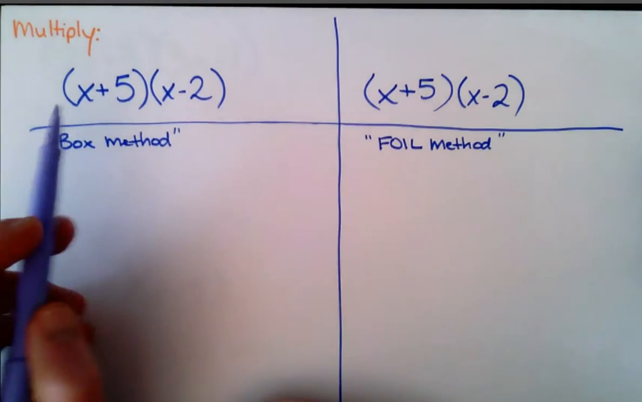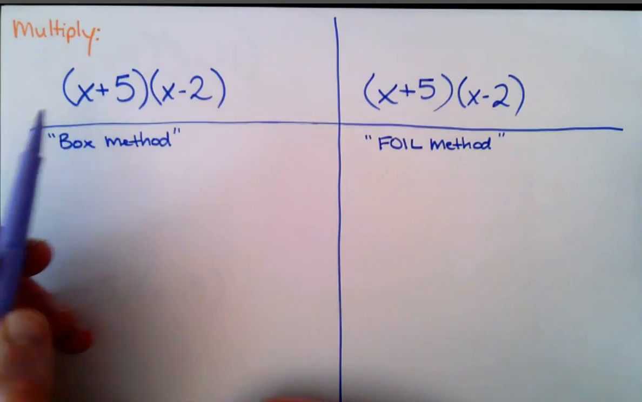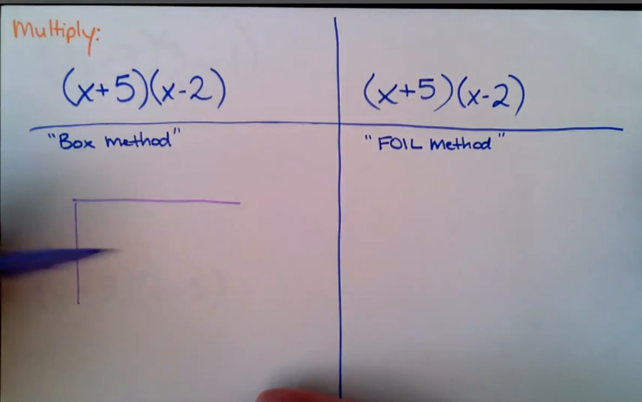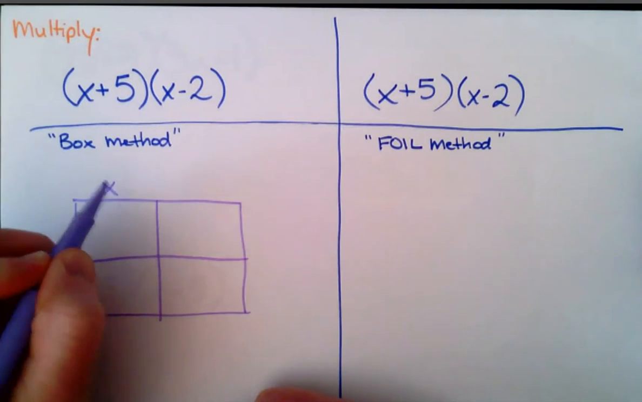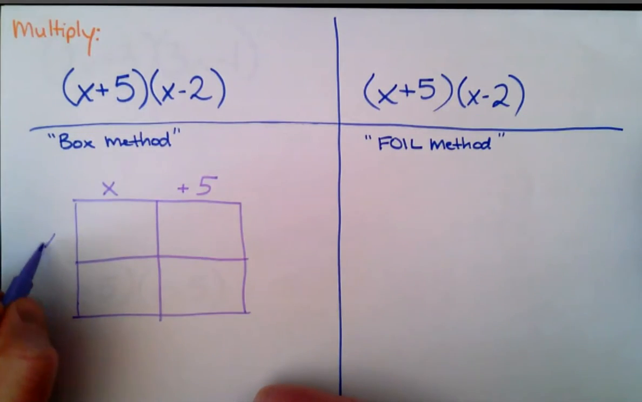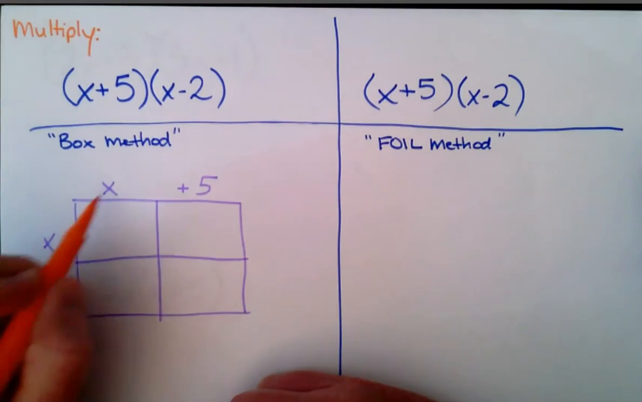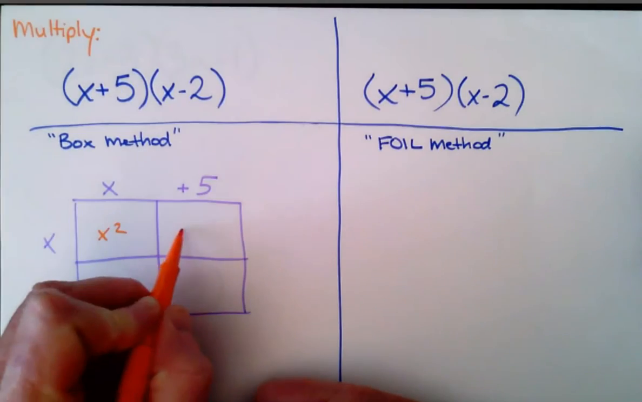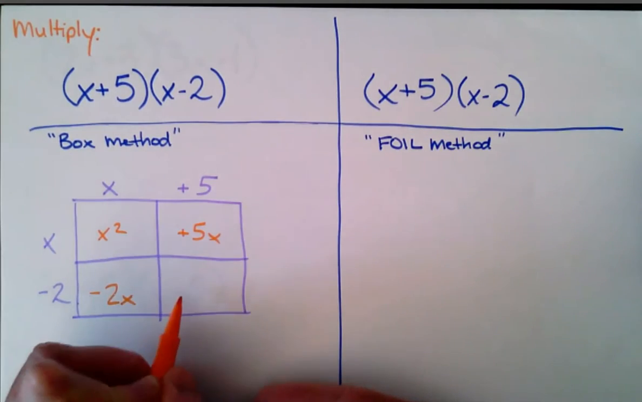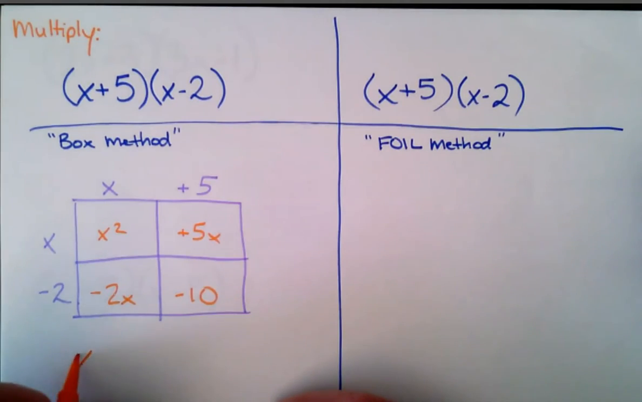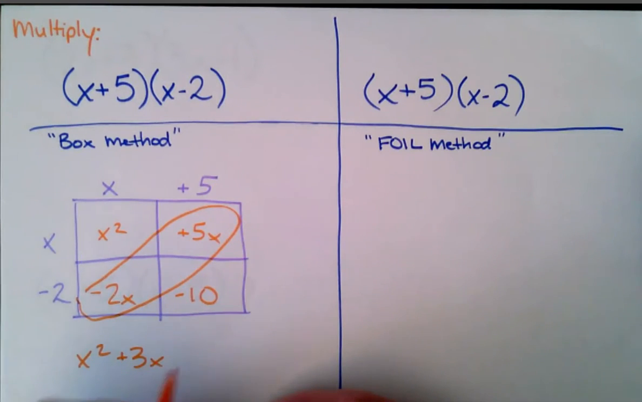So if we were asked to multiply these two binomials, bi meaning two, right? Two terms, binomial, binomial. What we originally learned about is the box method, or an area model, if you want to call it that. So we have x plus 5, and we have x minus 2. And we need to find the product of these dimensions: x times x is x squared, 5 times x, x times -2, -2 times 5, and then we combine like terms. X squared, these guys are like terms, plus 3x minus 10.